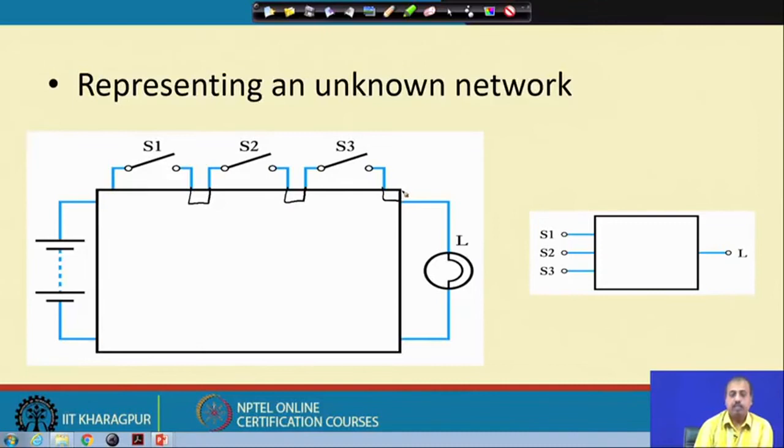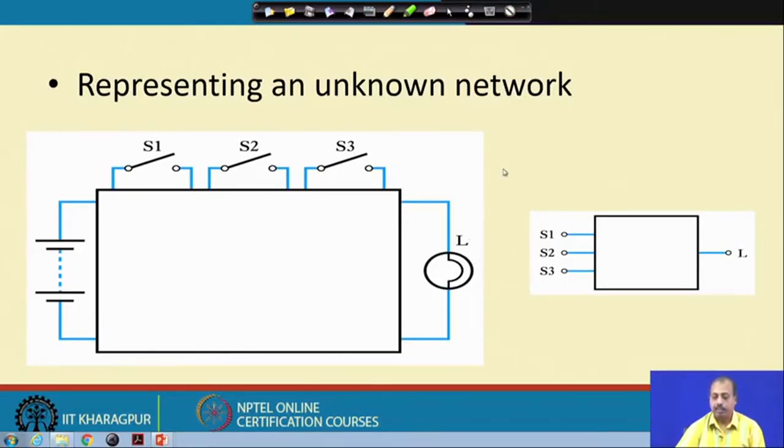So, that way what we have is that S1, S2, S3 are connected in series. So, this is an AND operation. If this is an unknown network, then we may try to represent it in black box form. So, we can say that there are 3 inputs S1, S2, S3 for this black box and there is one output L.